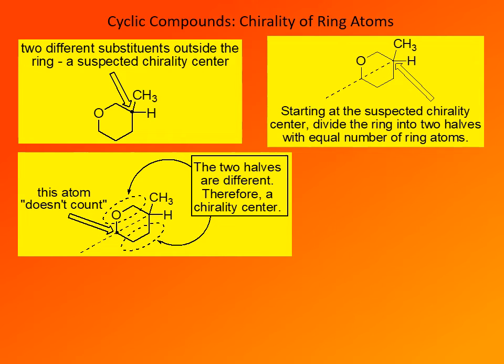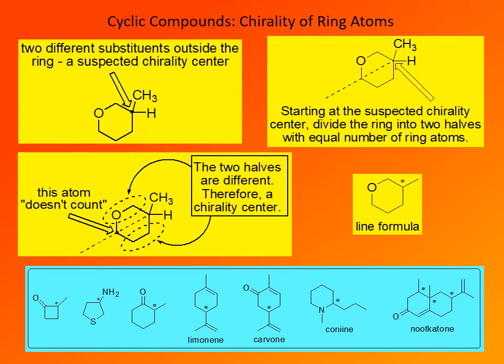And now we look at those two halves. Are they identical or different? We don't count atoms that are common to both halves. Look only at atoms that are unique to each half of the ring. We can see that one half, the top half, contains an oxygen atom, the bottom does not. That means the two halves are different, and as a consequence, the carbon atom we were examining is a chirality center because it has four different substituents. So we label that as a chirality center and note what it would look like in a line formula. So this compound has one chirality center.